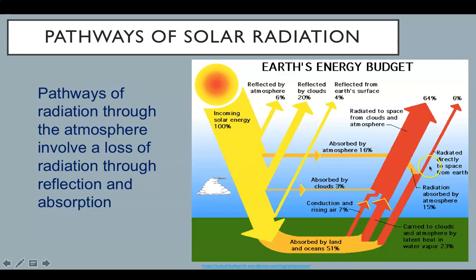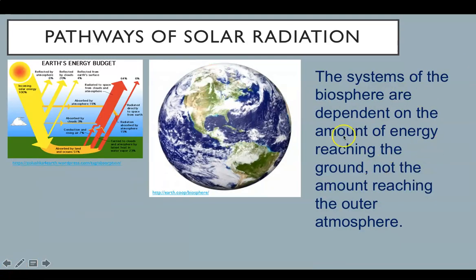Looking at the right side of this image, both ultraviolet and visible light energy, short wavelengths, are converted to heat energy, or long wavelengths. The systems of the biosphere are dependent on the amount of energy reaching the ground, not the amount of energy reaching the outer atmosphere.